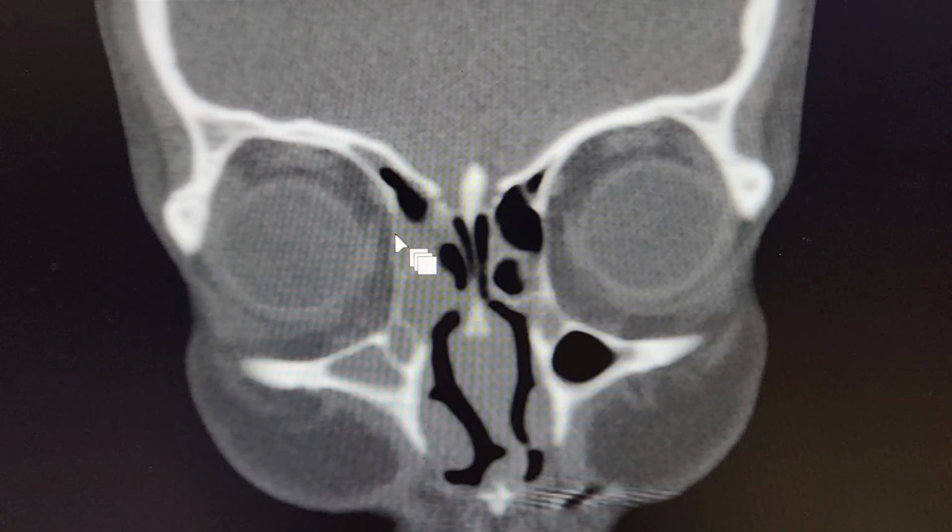So Kuhn's 1 and Kuhn's 2 is basically presence of excess cells above the agger nasi, but in the frontal recess. Kuhn's type 3 and Kuhn's type 4 is basically present in the frontal sinus. You have to remember this differentiation point. Kuhn's 1 and Kuhn's 2 is in frontal recess. Kuhn's 3 and Kuhn's 4 is in frontal sinus.